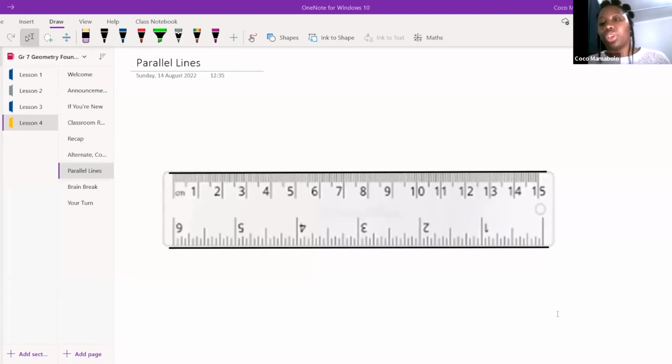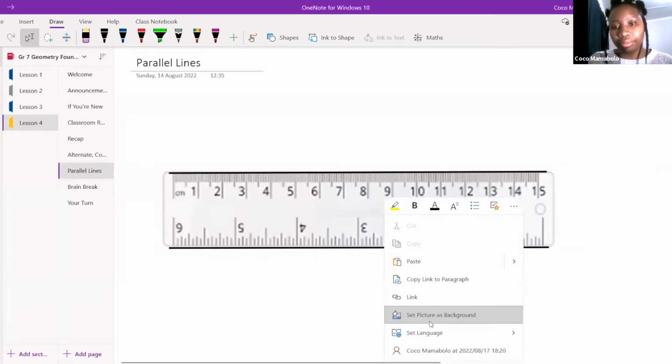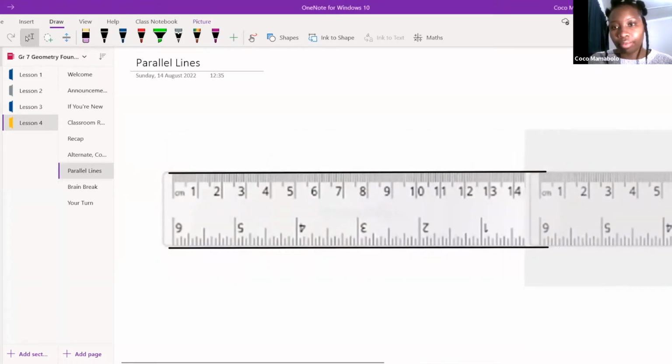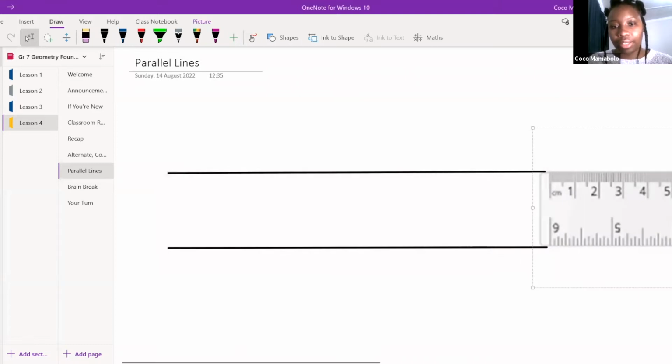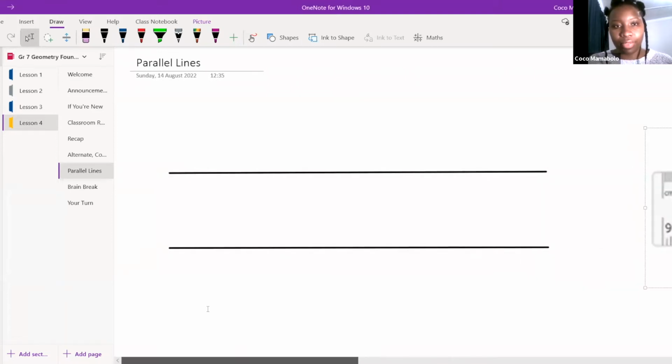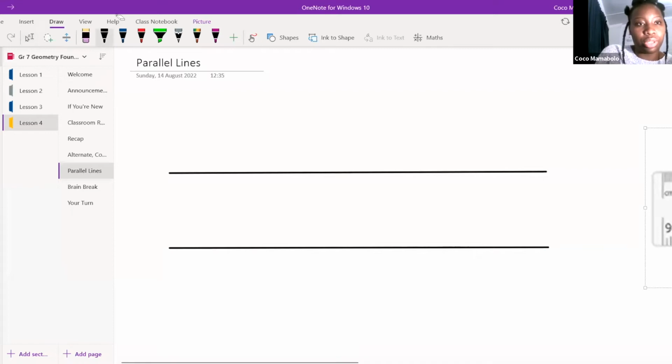Awesome. All right, so here's what we're going to do next. You're going to remove your ruler. And this is what I'm going to tell you guys. I'm going to ask you to draw these two lines like this. Okay. Who can tell me, I would like raised hands, what do these two arrows mean?